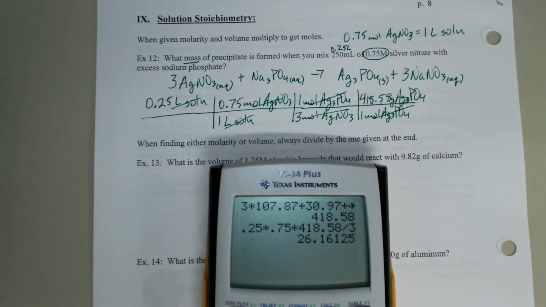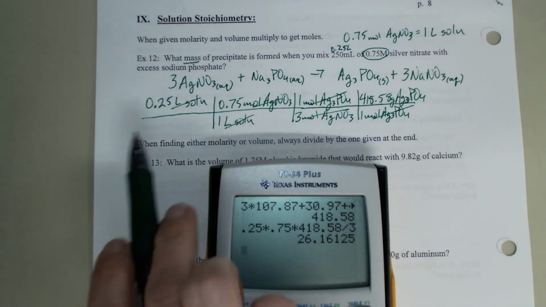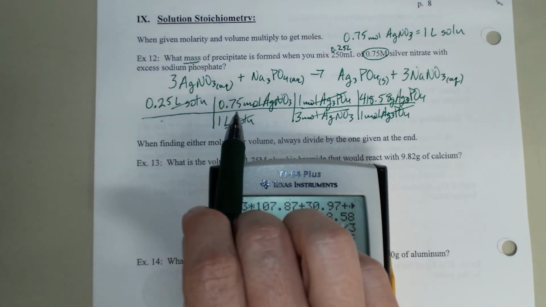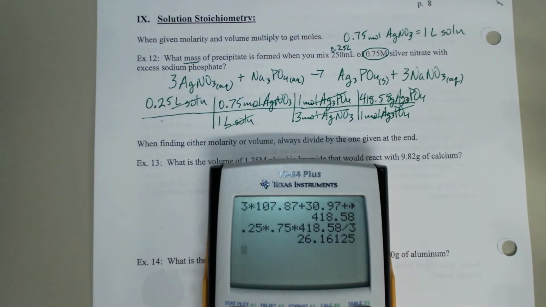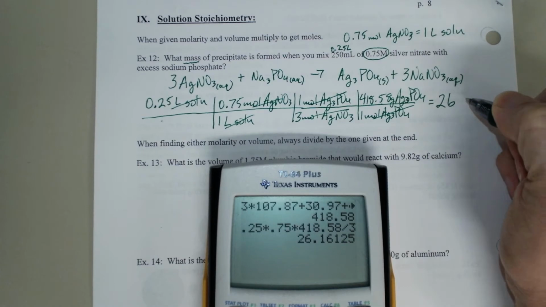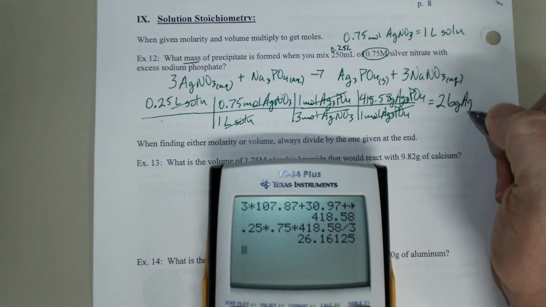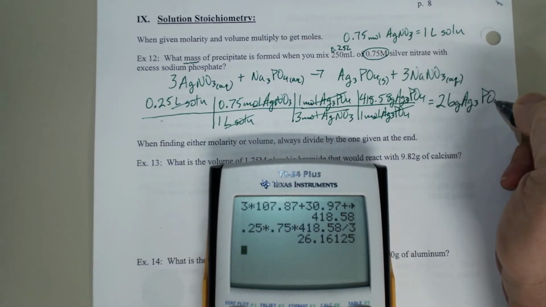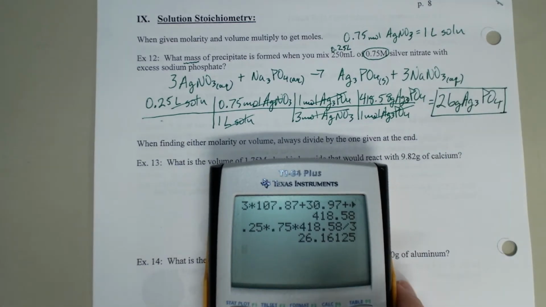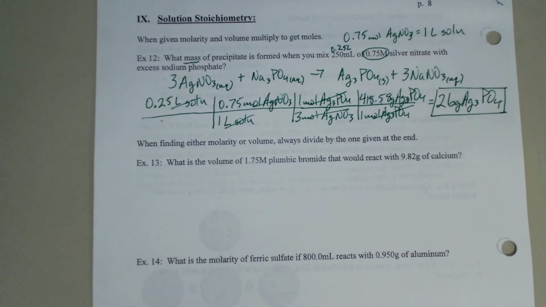And I should have 2 sig figs, because that's 2 sig figs, and that was data, and that's 2 sig figs, and that was data. So my answer should have 2 sig figs. So it should be 26 grams of silver phosphate. All right.